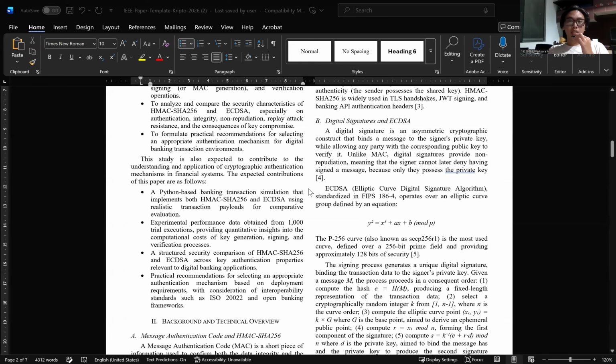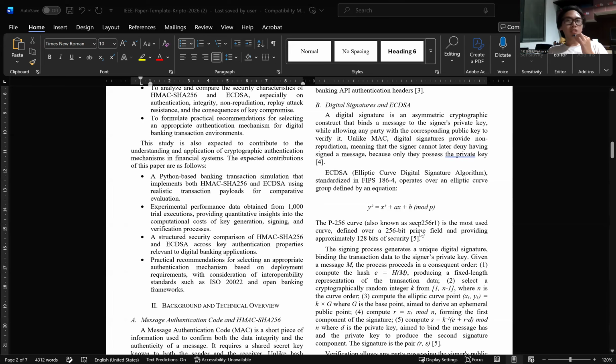On the other hand, ECDSA is fairly different. Here, each party has two keys, a private key that only one person holds, which is them, and also a public key that can be shared with anyone across the world. When they send a transaction, they sign it using their private key, and anyone else can verify the signature using the public key, but they cannot forge it without the private key. So that is why ECDSA provides non-repudiation. The signer cannot claim that it wasn't me.